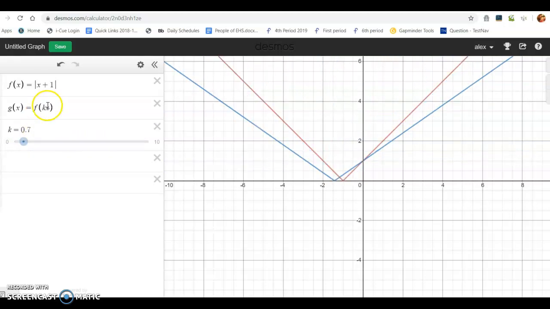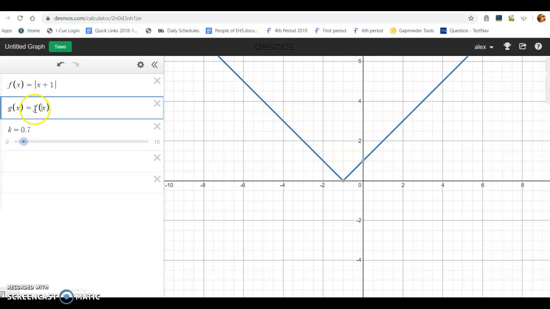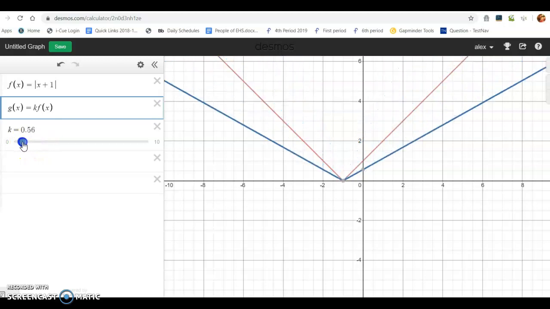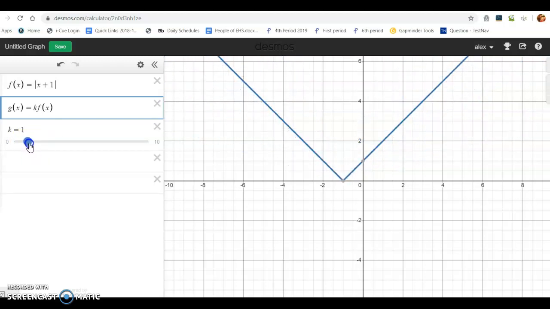It's where this multiplier is. Today we're going to multiply first and then plug it into the function. Yesterday we were plugging it into the function and then multiplying. And when you do it that way, that is a vertical stretch towards the x-axis or away from the x-axis. When you put it inside of the parentheses, you do it to the x first and then you apply the function. That's going to be a stretch towards the y-axis or away from the y-axis.